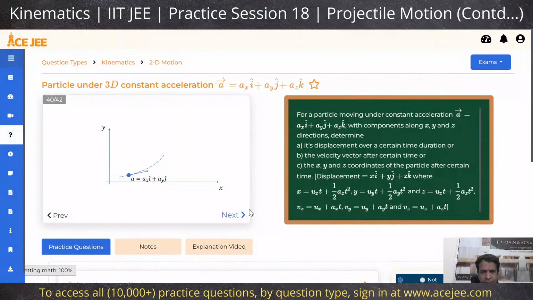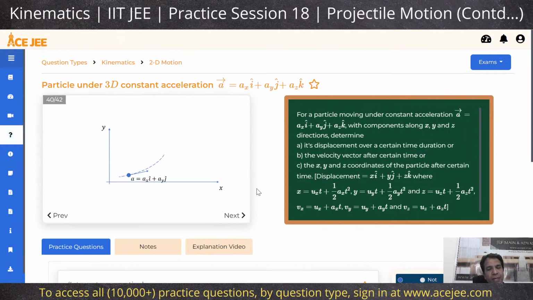Okay. So what do we have here? We have a particle that is under three-dimensional constant acceleration. So what do I mean by three-dimensional constant acceleration? Well, the particle's acceleration vector A can be written as some constant i cap plus some constant j cap plus some constant k cap. In other words, the constant acceleration with which the particle is moving has components ax, ay, and az along the x direction, along the y direction, along the z direction.